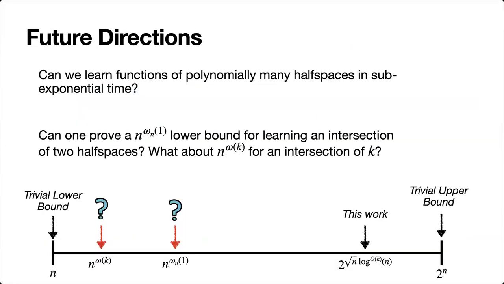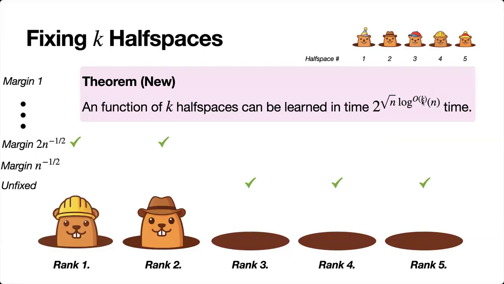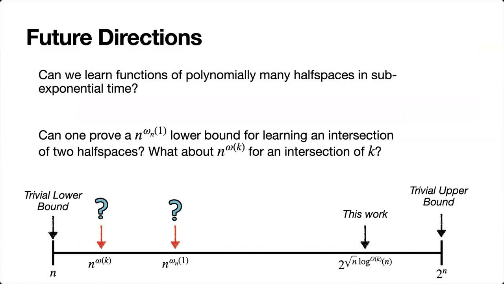So maybe I'll just end now with a few future directions. So the first is, can we learn a function of polynomially many half spaces in sub-exponential time? So right now we're paying this exponential overhead, doubly exponential in k overhead here. So it'd be interesting if you could make this polynomial in k or even perhaps linear. As far as I know, there's no barriers to doing this, so that'd be interesting.